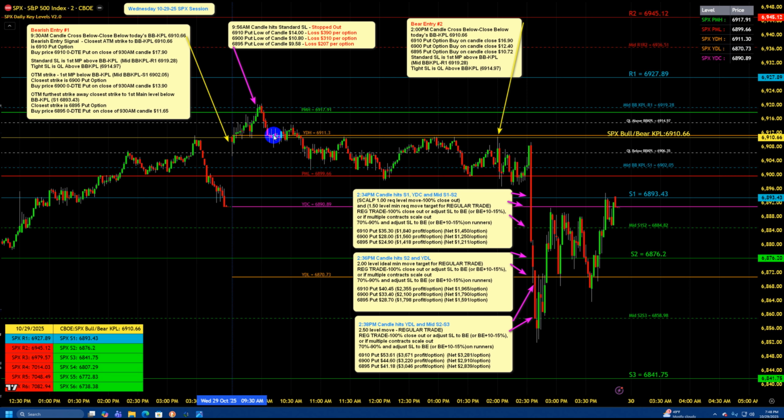Now we had this chop over here after this initial push that stopped us out. But ever since then, it's basically had many different times where it went up to the bull bear KPL or right in that zone in between the YDH and the bull bear KPL, and it just stopped and retraced. And it couldn't get over this time either on the 2 p.m. interest rate decision.